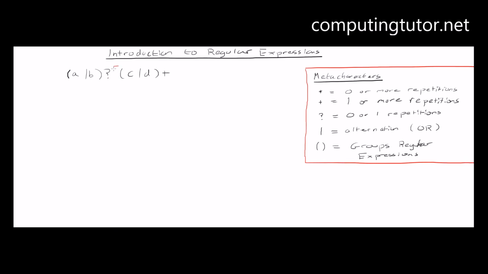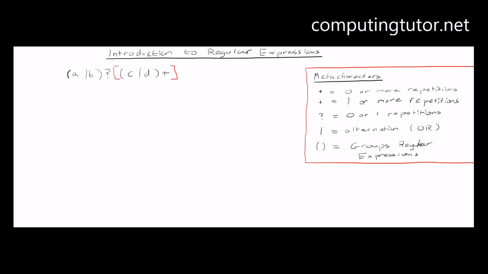Now let's look at the second part of the regular expression, and I've again got 2 letters and an OR, this time C or D. But instead of a question mark this time I've got a plus, and the plus means 1 or more repetitions. In the second part of the string that we're checking, we can have either 1 C or 1 D, or any number of C's or any number of D's, but it can't be 0 C's or 0 D's because this is 1 or more repetitions.